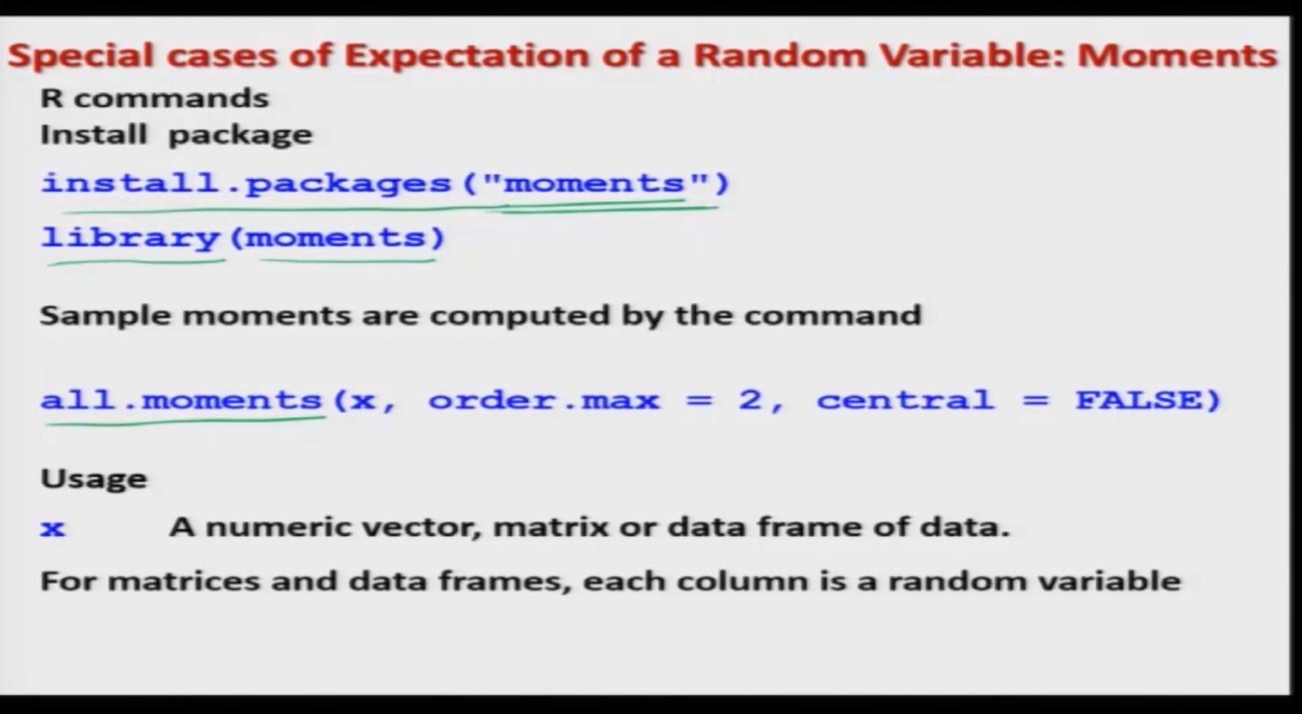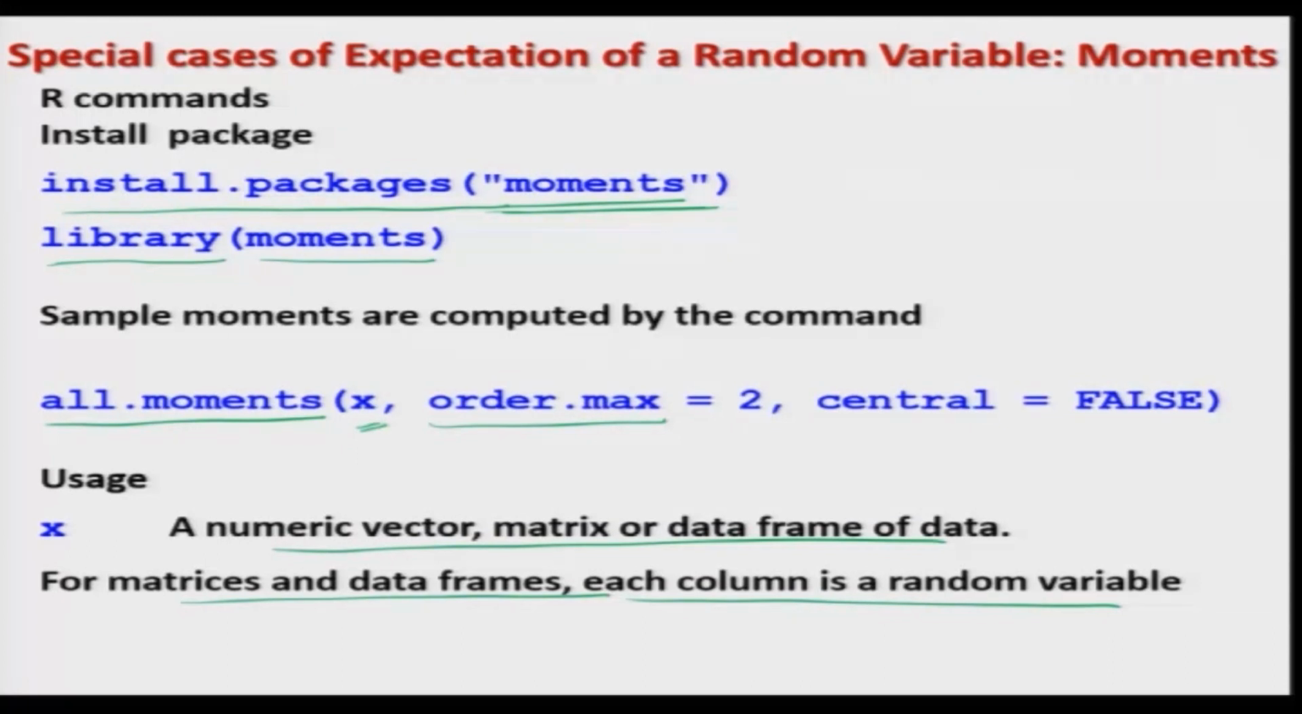For example, in this command all.moments, there is one value inside the parenthesis, which is x. So, x is going to be a data vector for which you want to find the moments. This can be a numeric vector, matrix, or a data frame. In case you consider a data frame or a matrix as the input data, then each column is going to work as a random variable. And there is a command here, order.max.